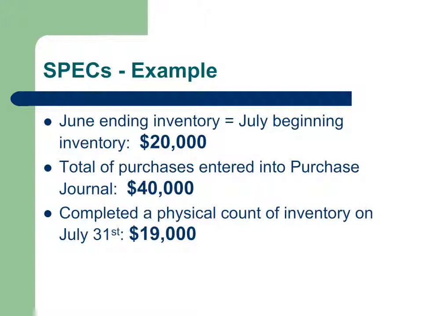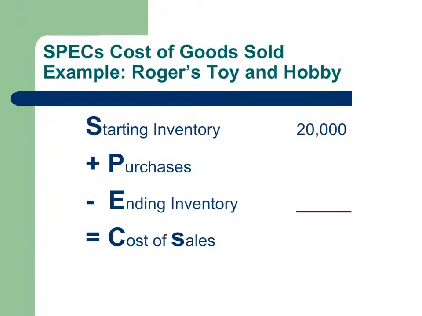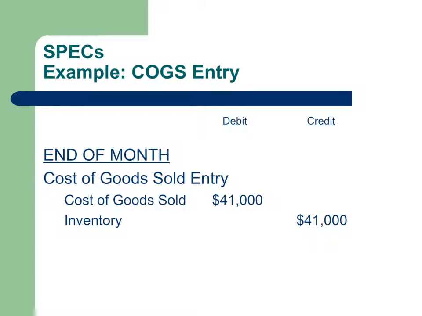Now let's perform the calculation. To determine the cost of goods using the SPECS method, we begin with the starting inventory of $20,000. We then add the inventory purchased in July, or $40,000. And finally, we subtract the $19,000 in ending inventory for total cost of sales, which is $41,000. $41,000 is now entered into Rogers Toy and Hobby books as one entry to debit the cost of goods sold for $41,000 and credit the inventory for $41,000.